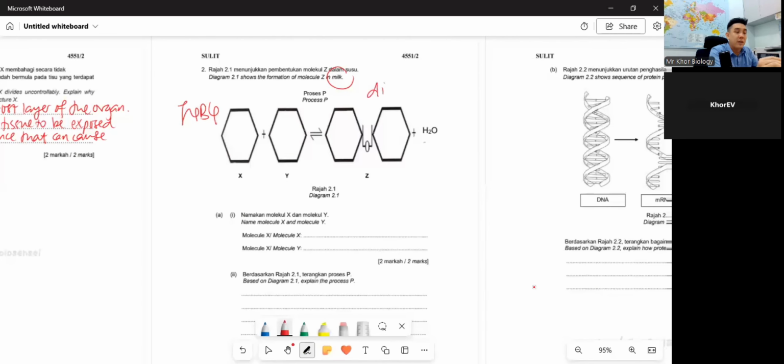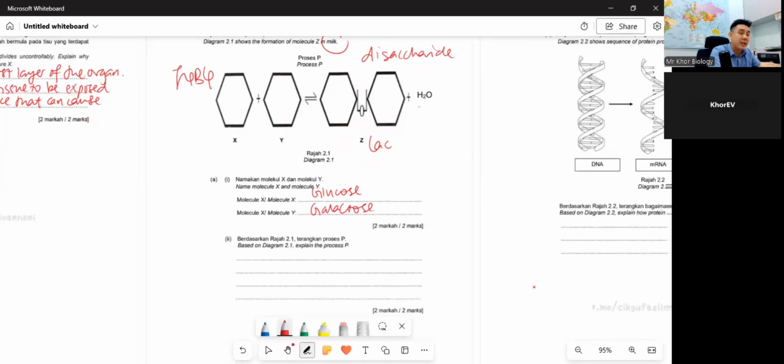Milk for disaccharide. Guys, this is considered a disaccharide. Milk disaccharide is lactose. So in order to form lactose, we need glucose as well as galactose as the monosaccharides. The moment you label P as condensation, you straight get 1 mark.